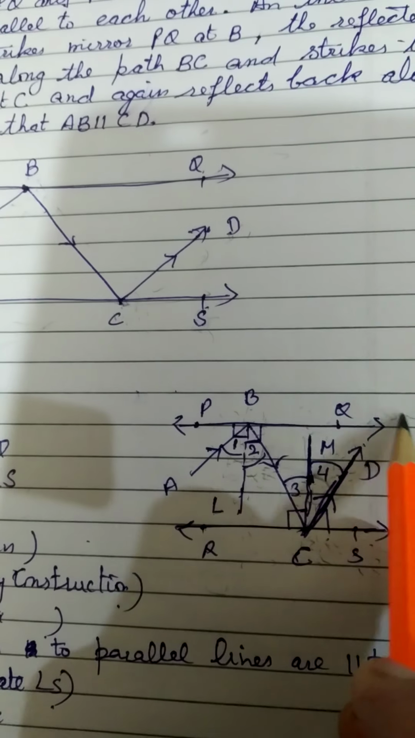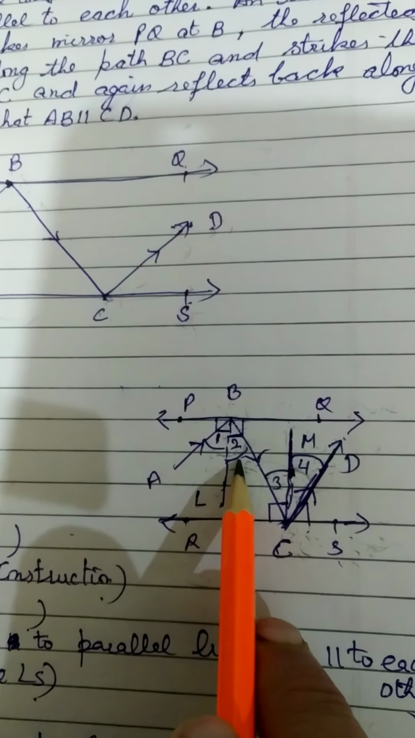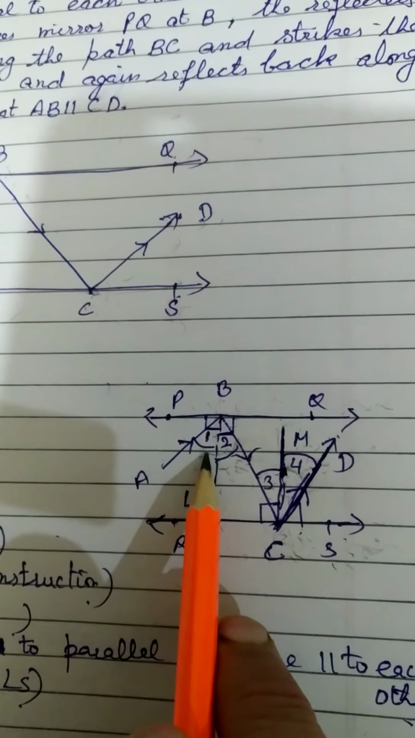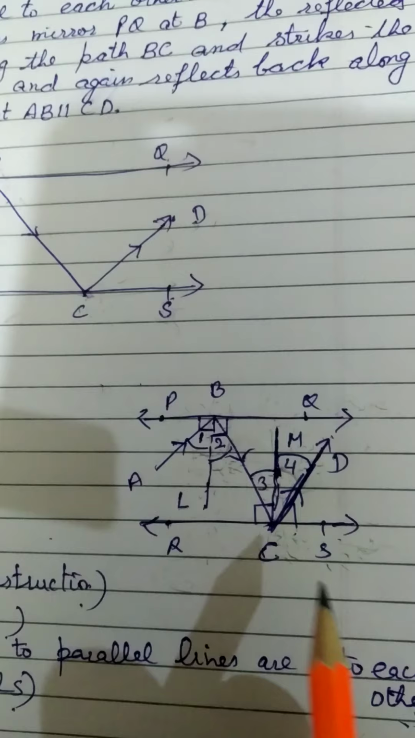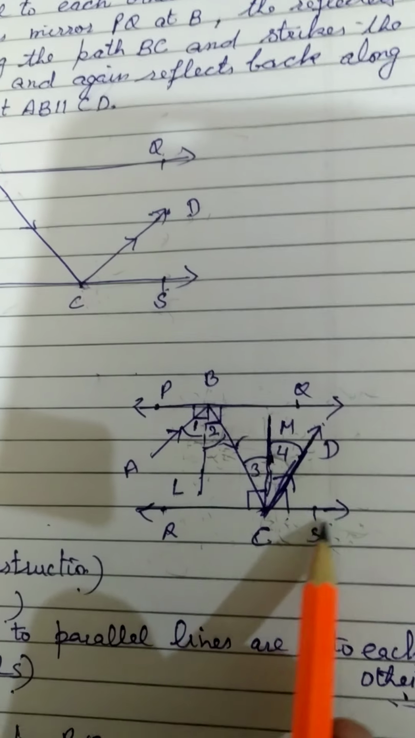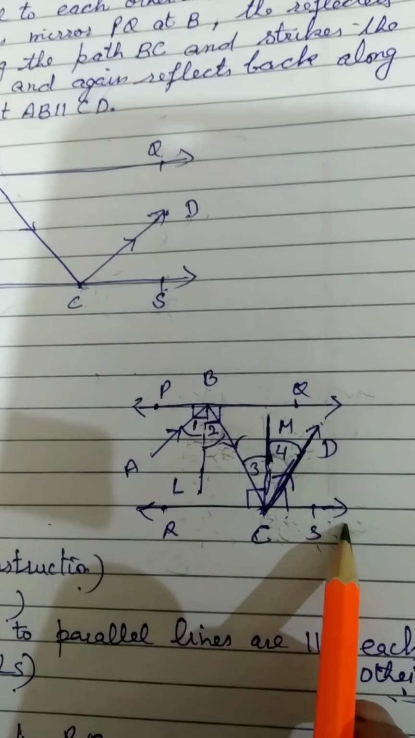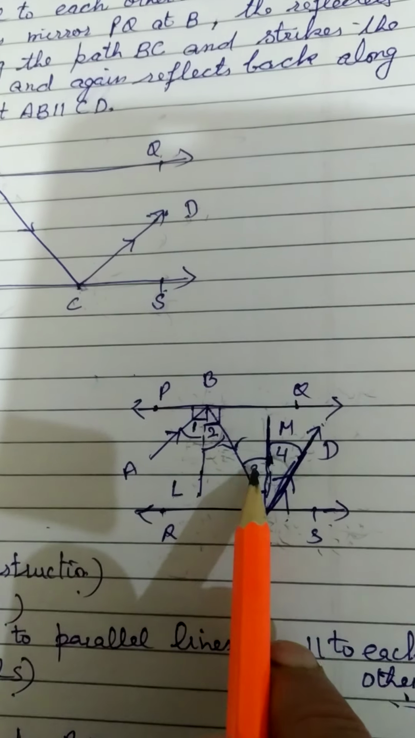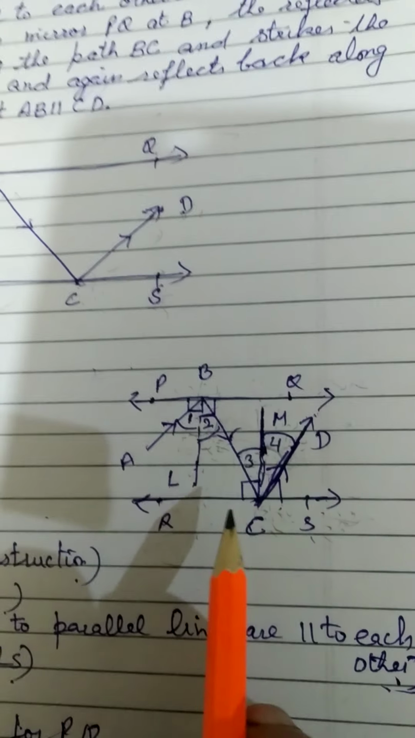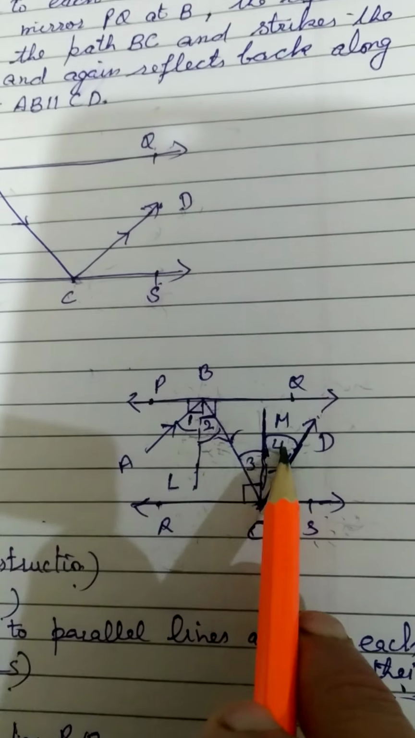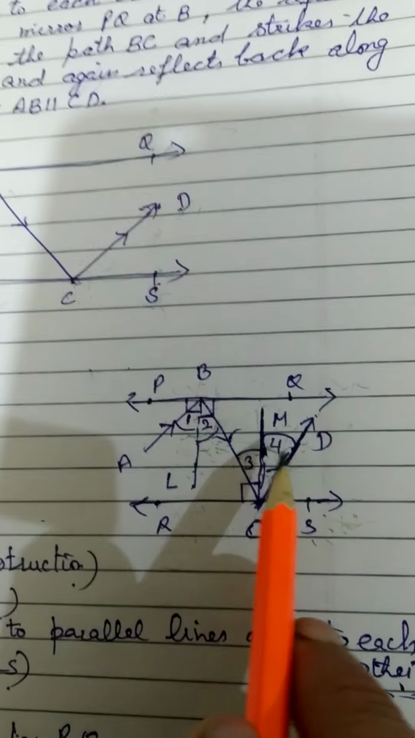Now it is clear that BL is perpendicular to PQ, means angle 1 is the angle of incidence and angle 2 is the angle of reflection. We know that angle of incidence is always equal to angle of reflection, therefore angle 1 is equal to angle 2. Similarly, this BC ray is the incident ray for RS, and CD is the reflected ray for mirror RS. Now again angle 3 and angle 4 are angle of incidence and angle of reflection respectively. Angle 3 is equal to angle 4. Now we have proved that angle 1 is equal to angle 2 is equal to angle 3 is equal to angle 4.